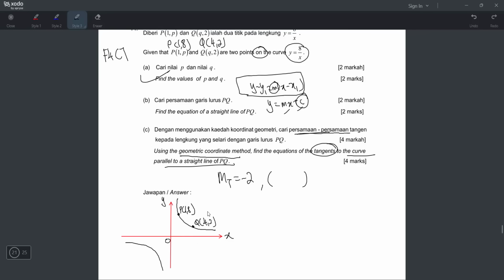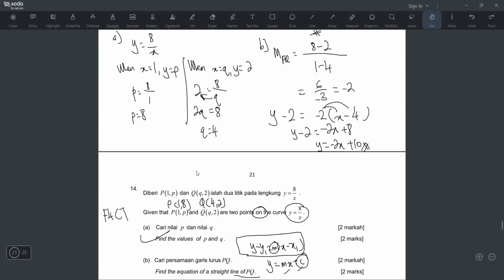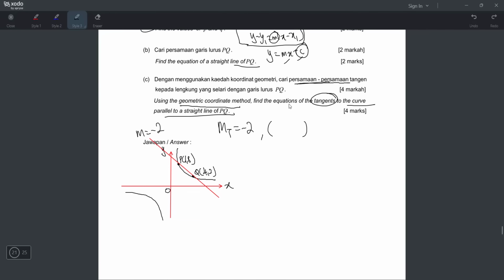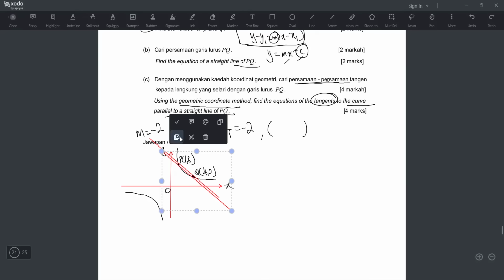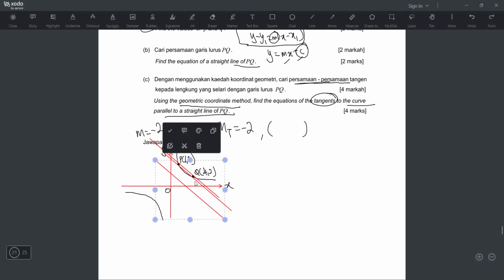Okay, I remember just now I find the equation of PQ. So equation PQ is actually like this line lah. Right? It's actually this line. And the line equation of this line, we know the gradient is -2 because I do just now the gradient PQ is -2, right? And now they say find the equation of tangents to the curve parallel to straight line PQ. So that means I will duplicate this line, duplicate, and then put the line where I should put the line.